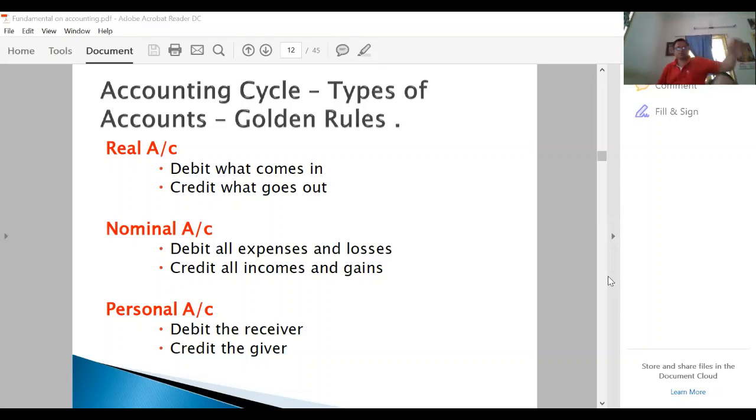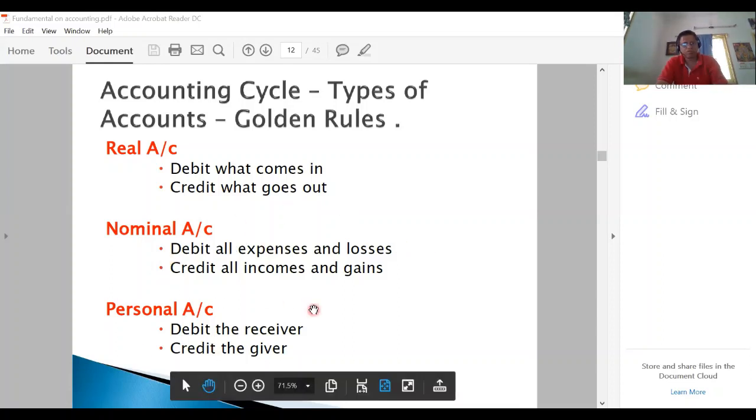So we are good to go now. We have 3 types of accounts. One is the real account, another is the nominal account, and another is the personal account. Real account: debit what comes in, credit what goes out. Nominal account: debit all expenses and losses, credit all income and gains. Personal account: debit the receiver, credit the giver.